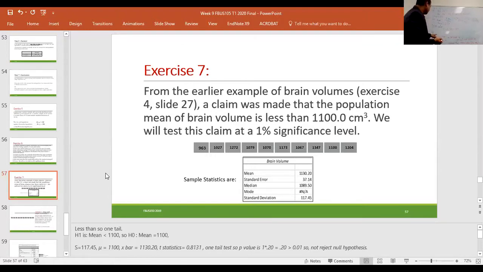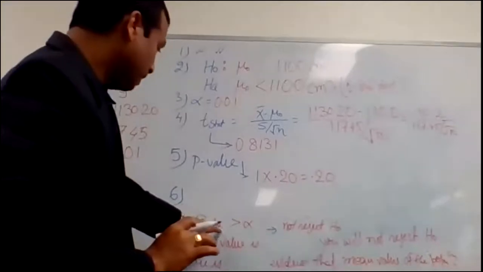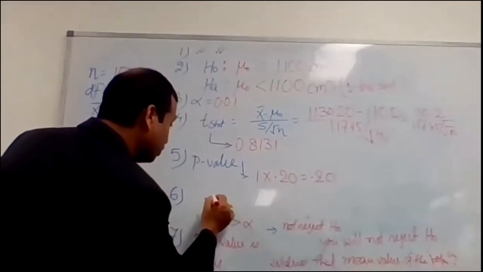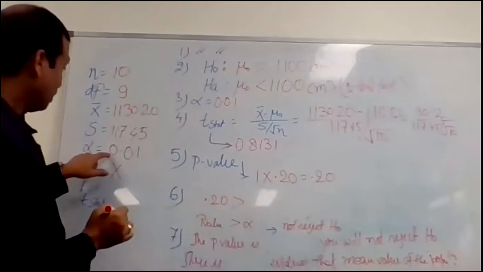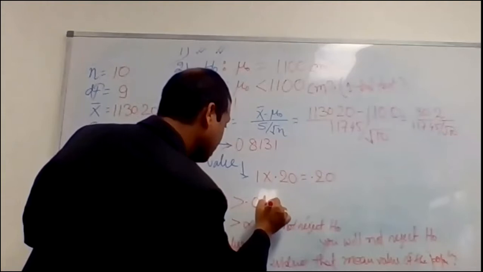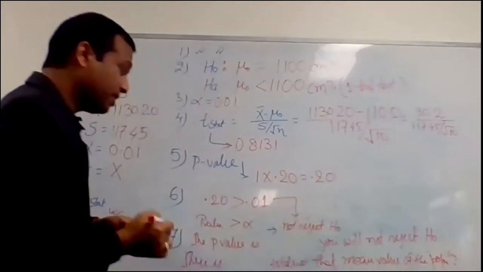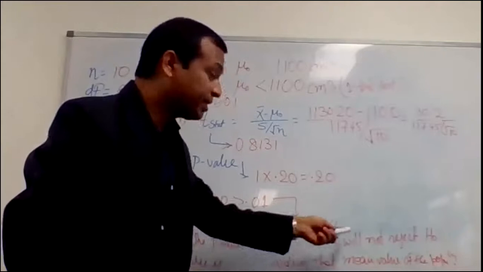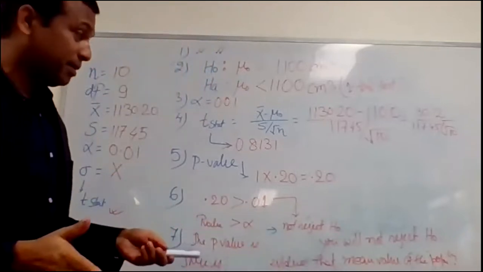Now to go through the decision rule in stage 6. What is the p-value? 0.20. And what is the alpha value? 0.01, 1%. So what will the decision rule be? Clearly the p-value 0.20 is greater than alpha value 0.01. So what is the case here? We will not reject the null hypothesis.